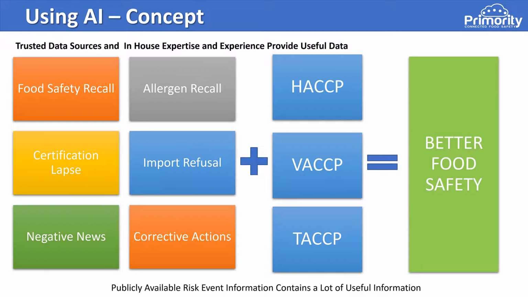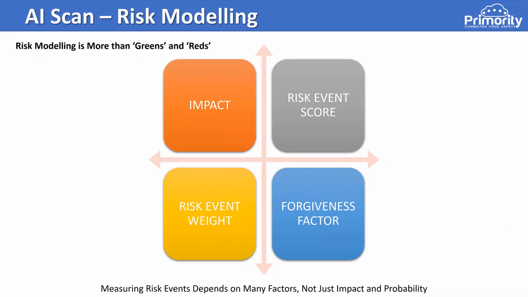It's not just the opinion of one person about what the hazards or risks are and how you're going to control them and so on. There's a concept here that says by adding in all this data together, pulling it together in a usable fashion, could give us a better food safety system. And that is our proposition. A lot of people will be familiar with reds and greens that you'll see in your risk matrices. But risk is a lot more than that.